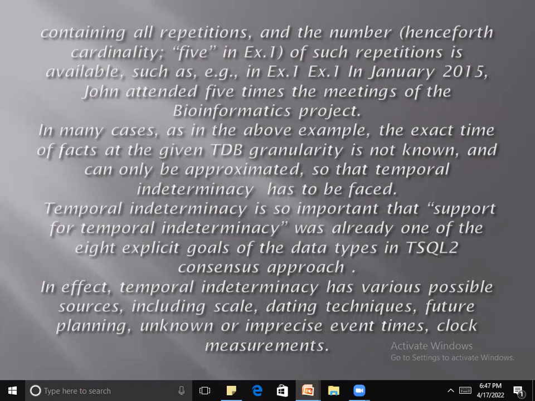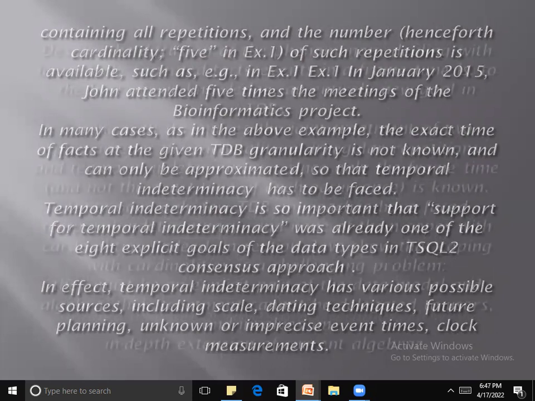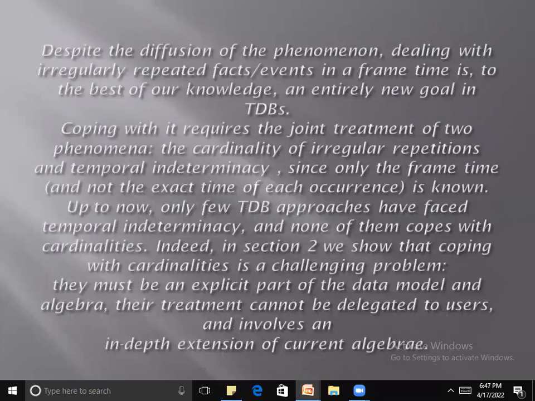In effect, temporal indeterminacy has various possible sources, including scale, dating techniques, future planning, unknown or imprecise event times, and clock measurements. Despite the diffusion of the phenomenon, dealing with irregular repeated facts or events in a frame time is, to the best of our knowledge, an entirely new goal in TDBs. Coping with it requires the joint treatment of two phenomena, the cardinality of irregular repetitions and temporal indeterminacy.